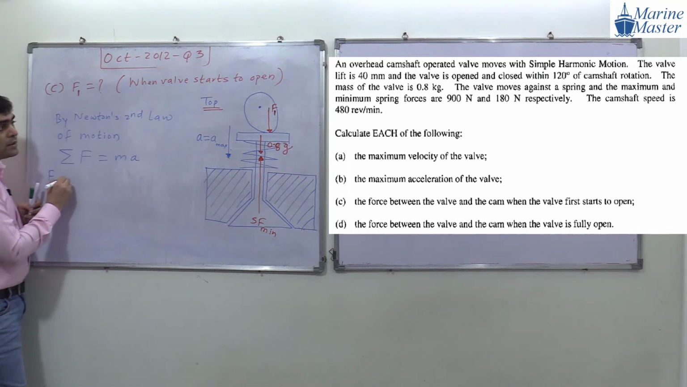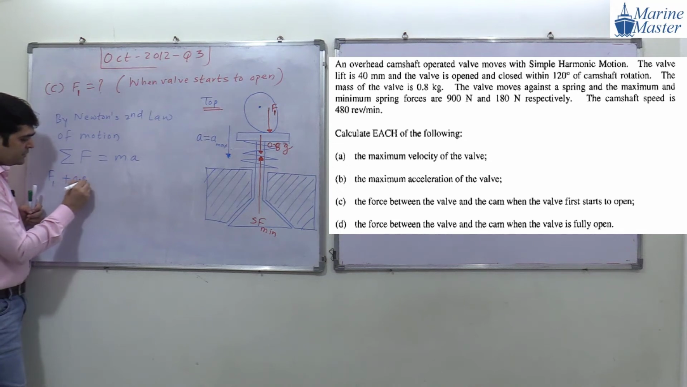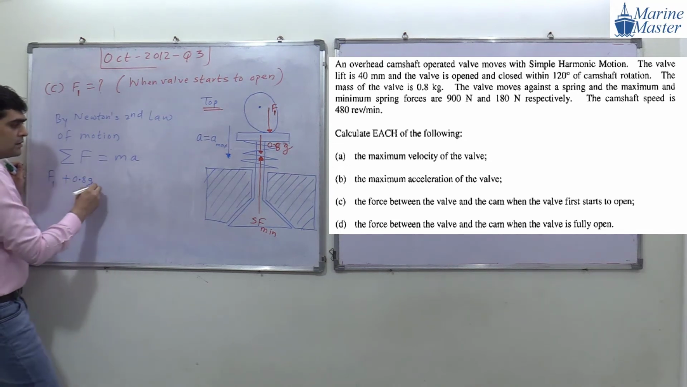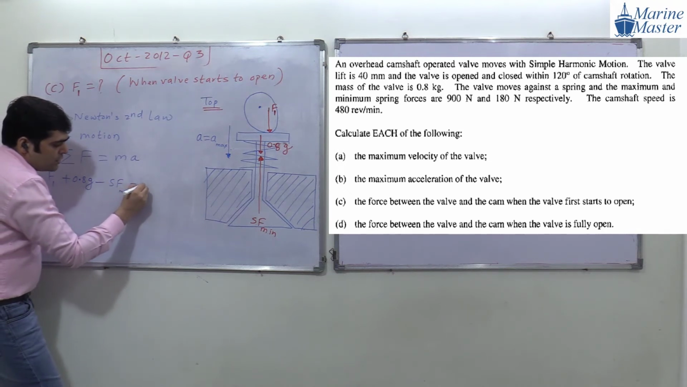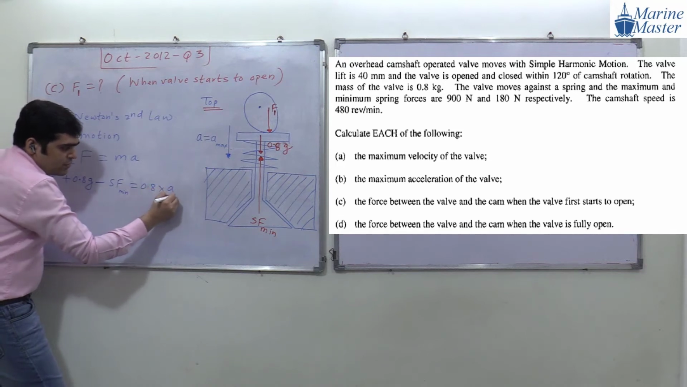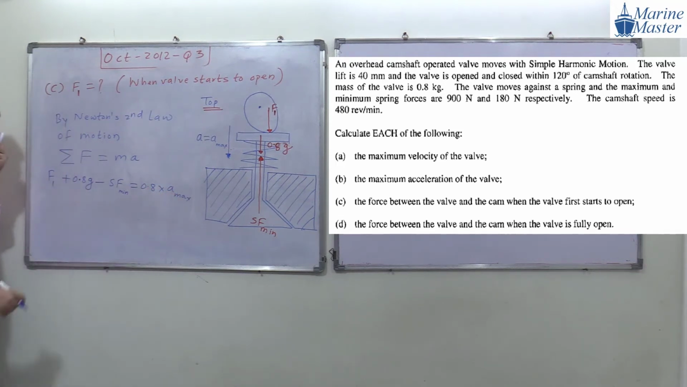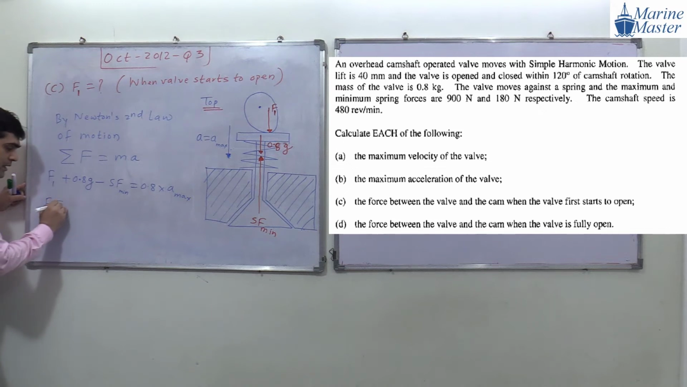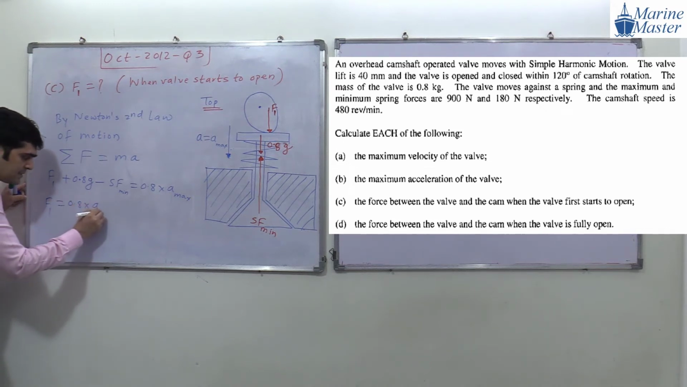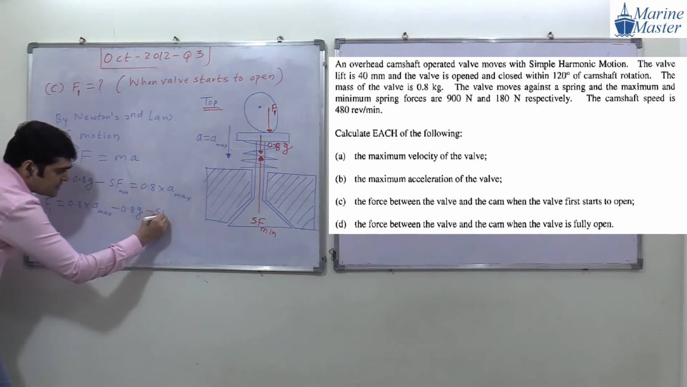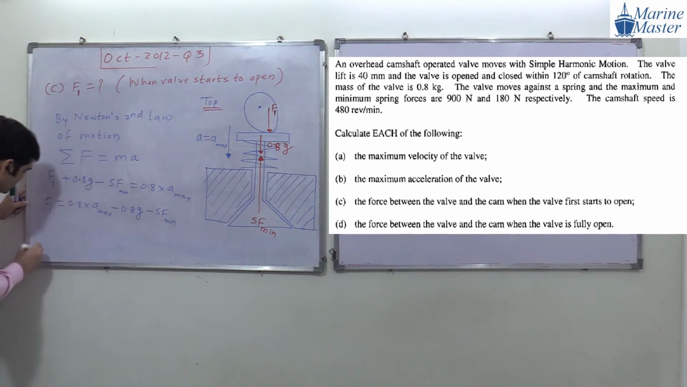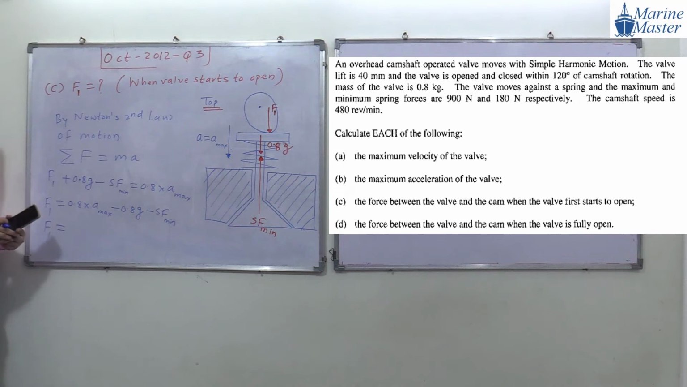F1 plus 0.8 g minus SF minimum is equal to 0.8 into acceleration, which is A max. So F1 is equal to 0.8 into A max minus 0.8 g minus SF minimum. Try to see the scenario here. So what will be the F1, everyone?